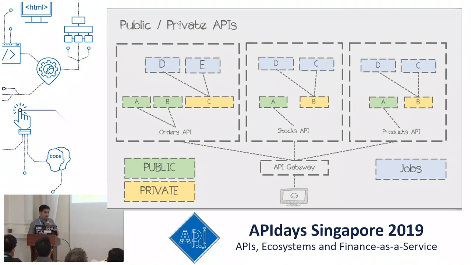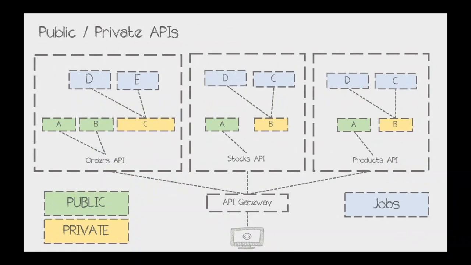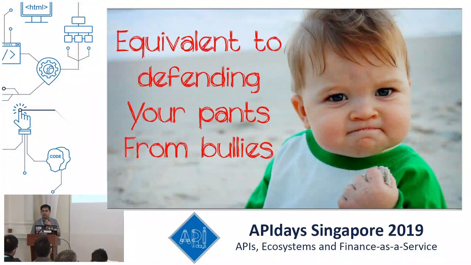One of the other cool things that I really like about API gateways is that they give you a capability that we didn't really have before. Before, you were obliged to expose your public and private APIs, but with the help of an API gateway, you will be able to do public and private APIs so that you can control or limit the exposure points on your ecosystems. I like to compare this to defending your pants from bullies, because the more openings you have, meaning APIs in front of your application, the more potential attack points you can actually get.